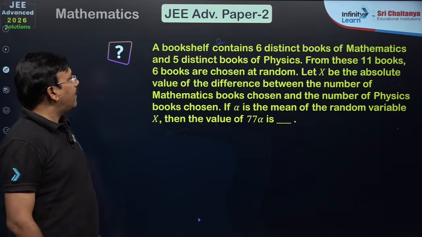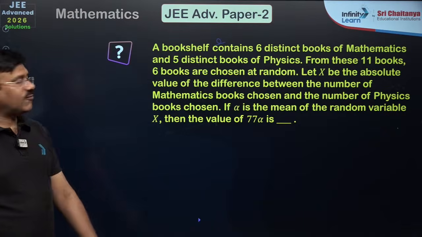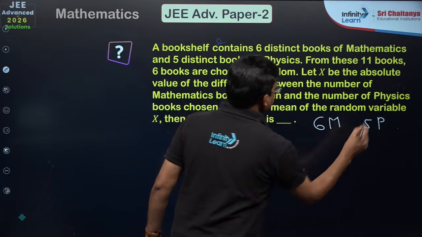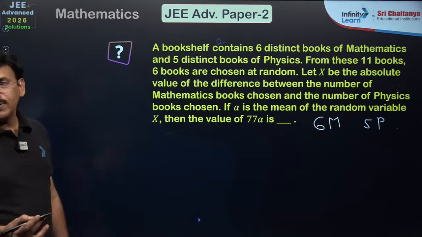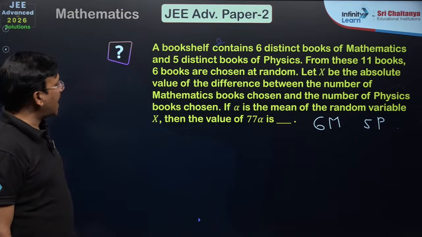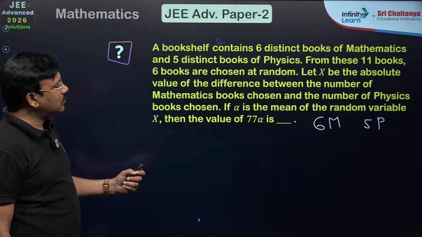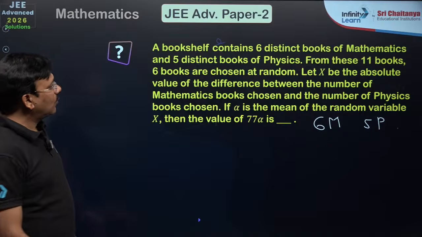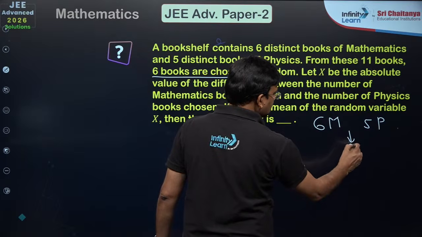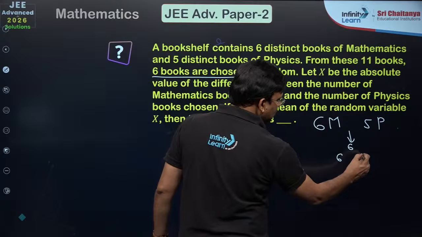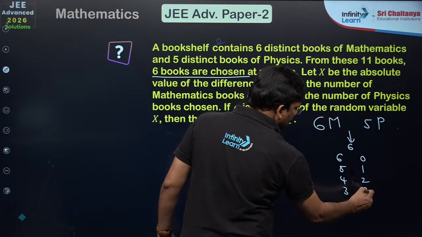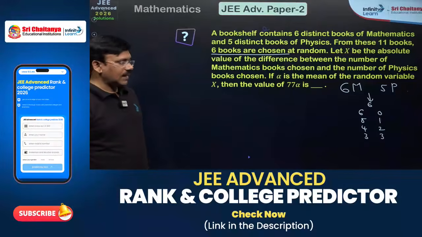The next, you see, a bookshelf contains 6 distinct books of mathematics and 5 distinct books of physics. 6 math and 5 physics. From these 11 books, 6 books are to be chosen. Total number of cases are 11C6. Now, X denotes the absolute value of the difference between the number of mathematics books chosen and the number of physics books chosen. So finally, 6 books are to be chosen, right? So from this you have to choose 6. So this 6 can be 6 here, maybe 0 here, 5 here, 1 here, 4, 2, maybe 3, 3, or reverse 2, 4, 1, 5, 0 kind of, right?